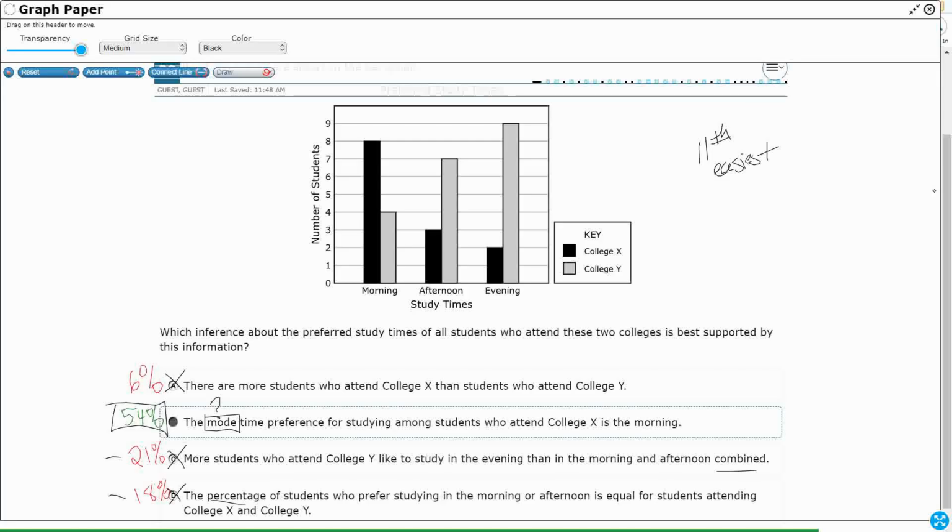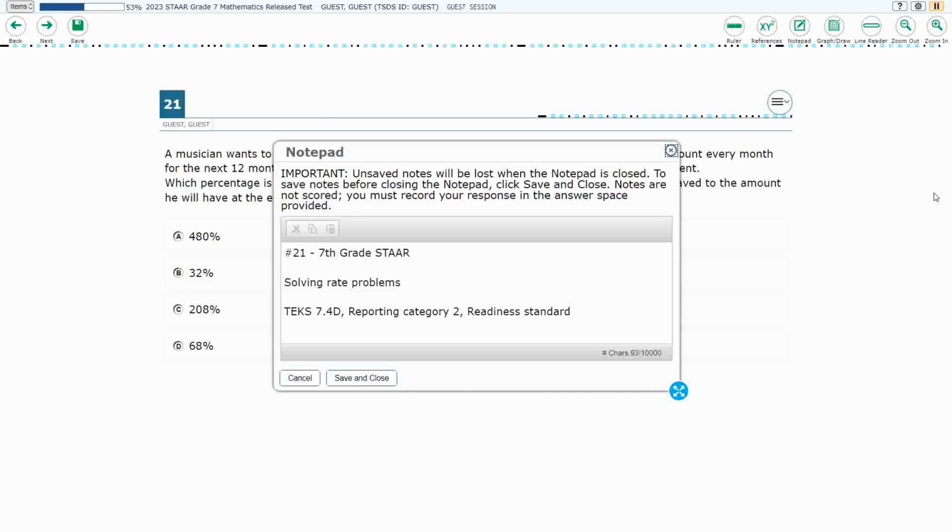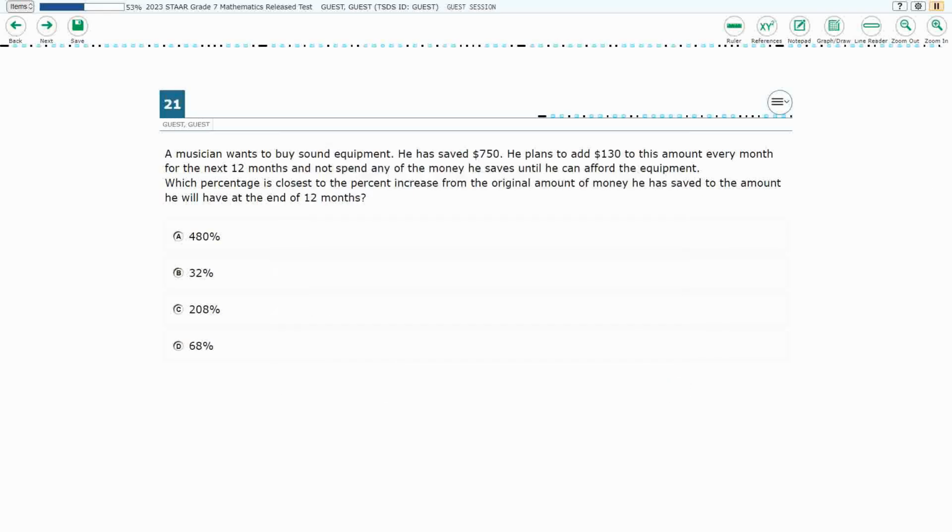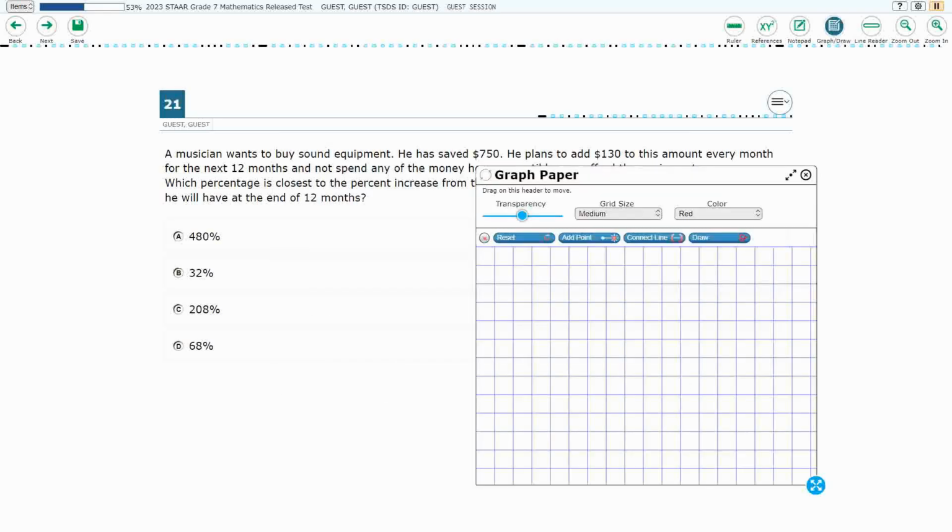For number 21, we are solving rate problems. This is a readiness standard, TEKS 7.4D, in reporting category 2. So we have a musician that is wanting to buy some sound equipment.